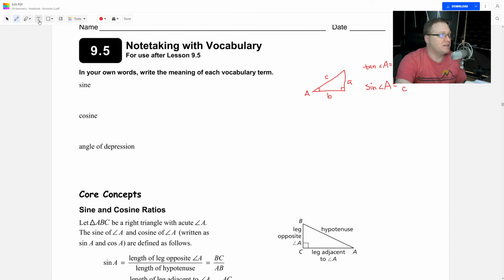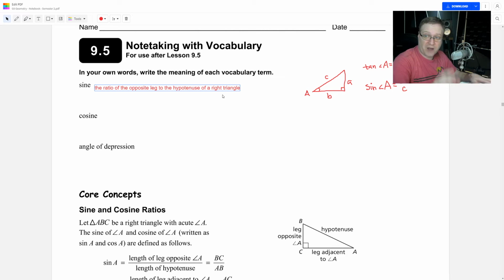Now we can write the definition of sine. All right, so what is a sine? A sine is the ratio of the opposite leg to the hypotenuse of a right triangle. This is for right triangles, all right? So the opposite leg to the hypotenuse, so A over C. That is the sine, all right?